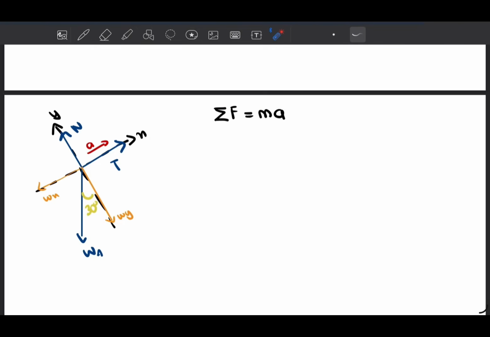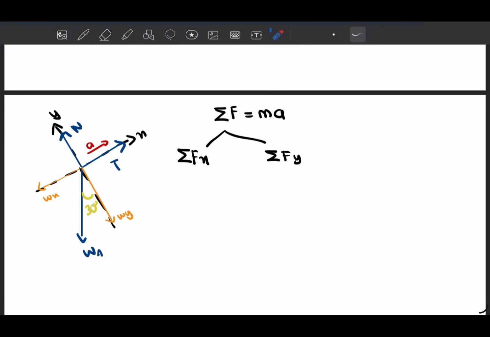Since we have forces involving the x component and y component, as you can see, I have my normal in the y component, my tension in the x component, and my W, which is in between x and y. So I have forces in both these axes. Therefore, the summation F here must belong to both components. I'm going to have summation Fx in the x component and summation Fy in the y component.